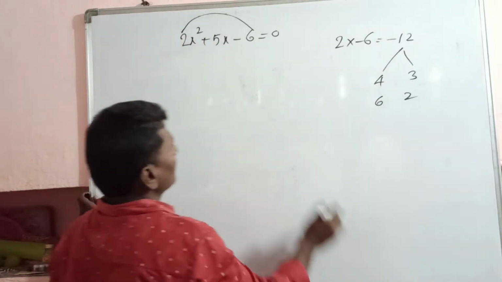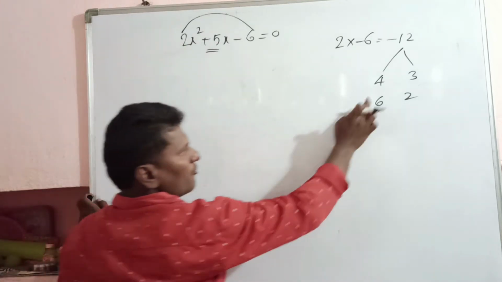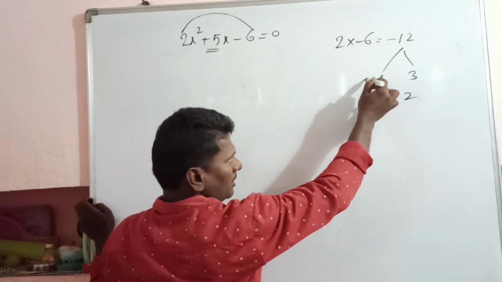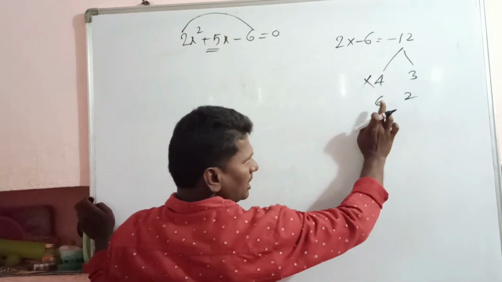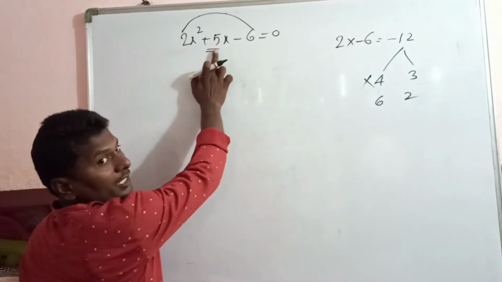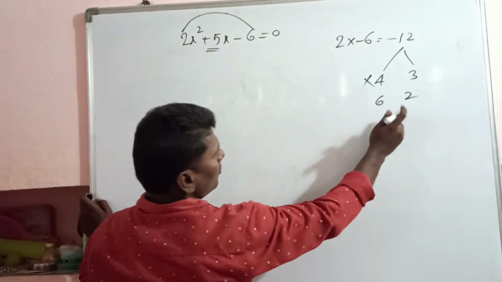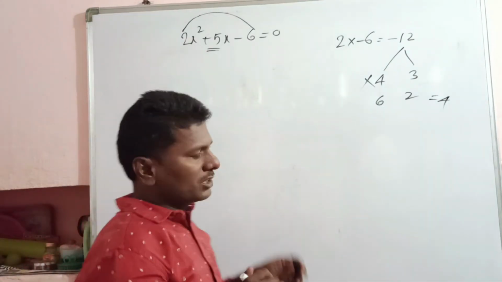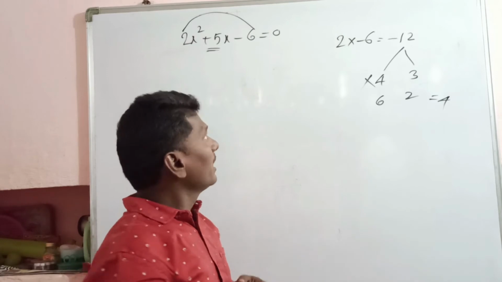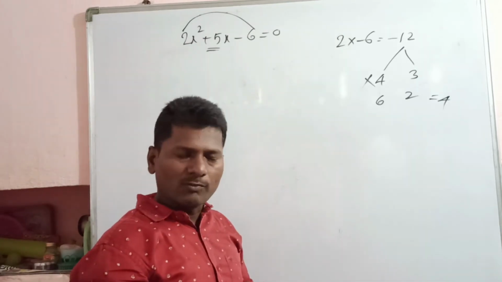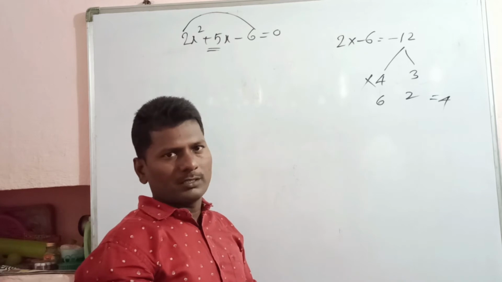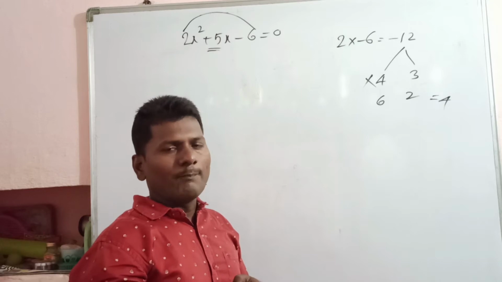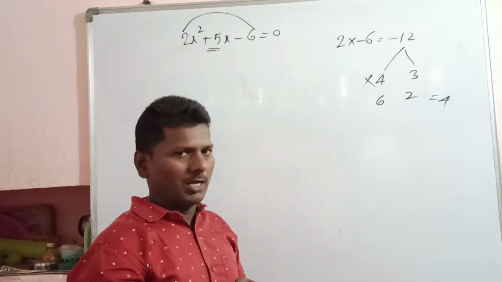4 plus 3, 7. Here is no 7. 4 minus 3, 1. There is no 1. So this is not useful. 6 plus 2, 8. There is no 8 here. 6 minus 2, 4. There is no 4. So in this situation, we can't get solutions for this quadratic equation. For that purpose, we have to introduce another method, that is completing the square method or formula method.